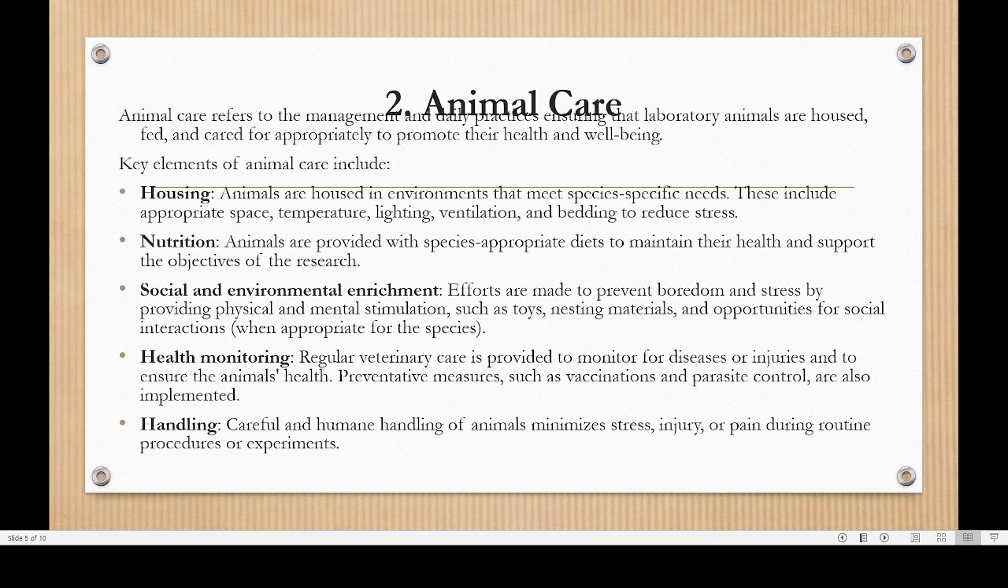Then social and environmental enrichment. Efforts are being made to prevent boredom and stress by providing physical and mental stimulation such as toys, nesting material, and opportunities for social interaction. That I will show you.